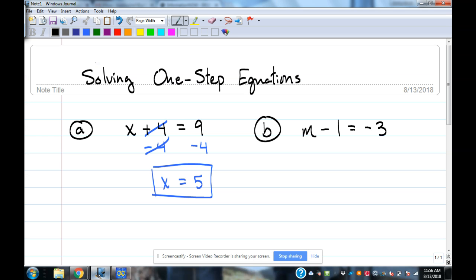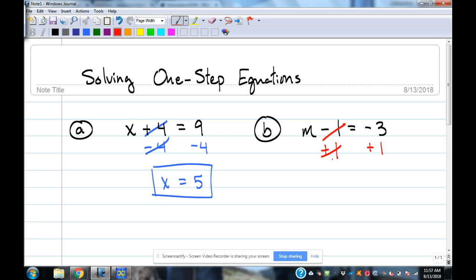All right. We're going to add. What are we going to add? +1 to both sides. Make sure you're showing me both sides. And then what happens with the ones on the left side? They cancel each other out.